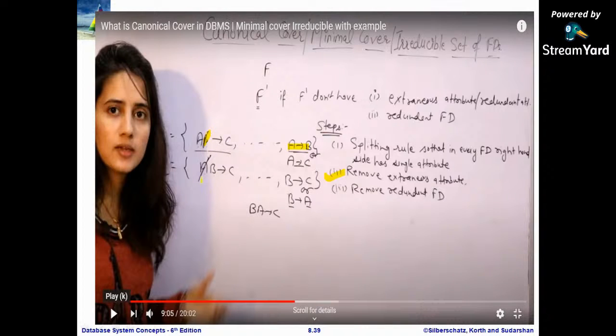Now look at this. If AB tends to C and B tends to C already hold, if B can determine C, then A is not required. Or if B tends to A, you can remove A or B, either of them. So you can remove A and then you get B tends to C. That way you can remove the extraneous attribute. Sorry, this AB tends to C is the same as BA tends to C. It doesn't matter whether it is AB tends to C or BA tends to C.